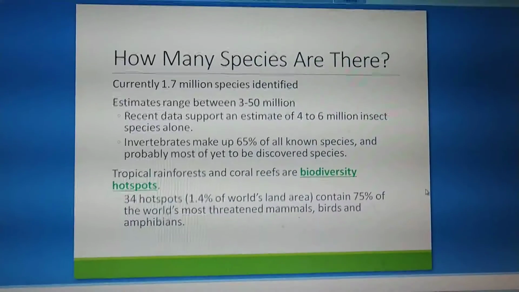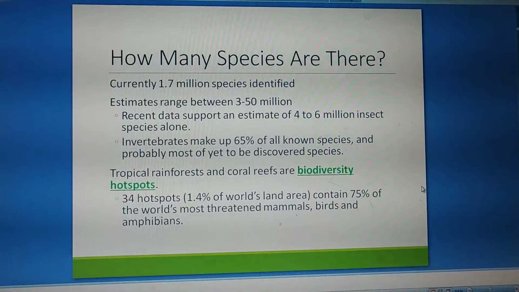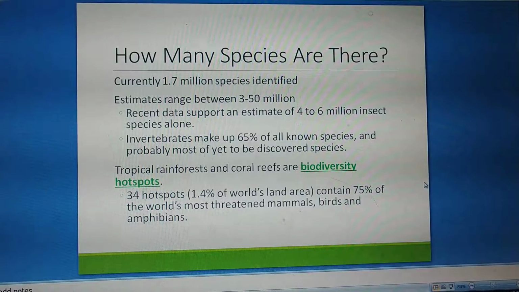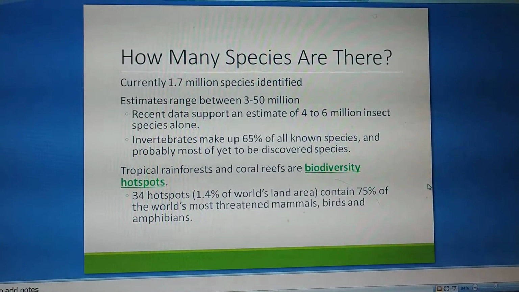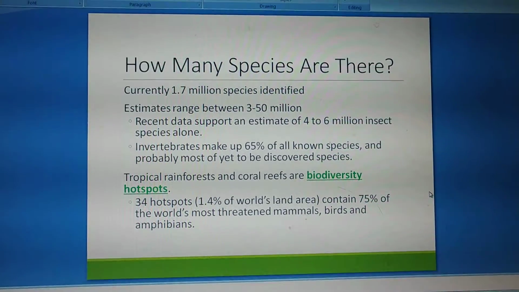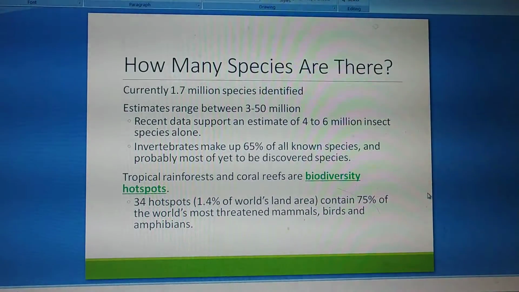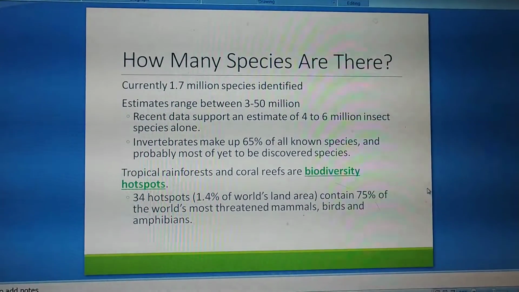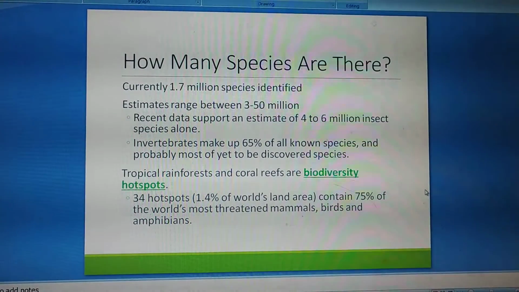Well, how many species are there? Currently, we have 1.7 million species that have been identified to date, but there are estimates that this can range anywhere from 3 to 5 to 50 million. Data from the entomologists alone supports the idea that there are 4 to 6 million insect species. Just insects, not talking about any other group. And invertebrates, those are organisms that do not have a backbone but are considered animals, make up 65% of all known species, and there's probably a lot out there we haven't found yet.